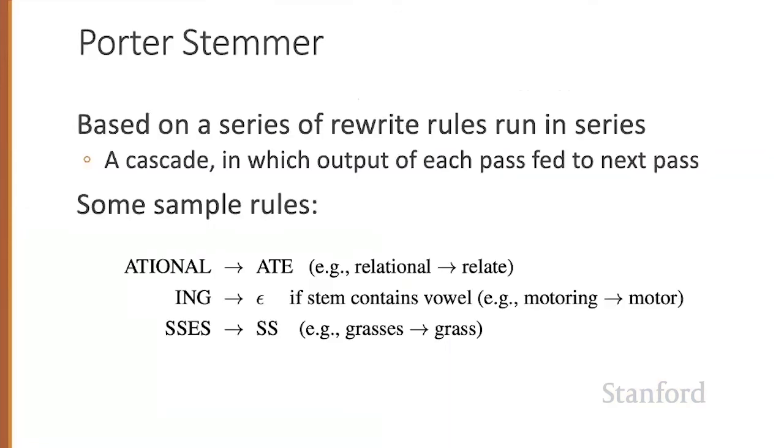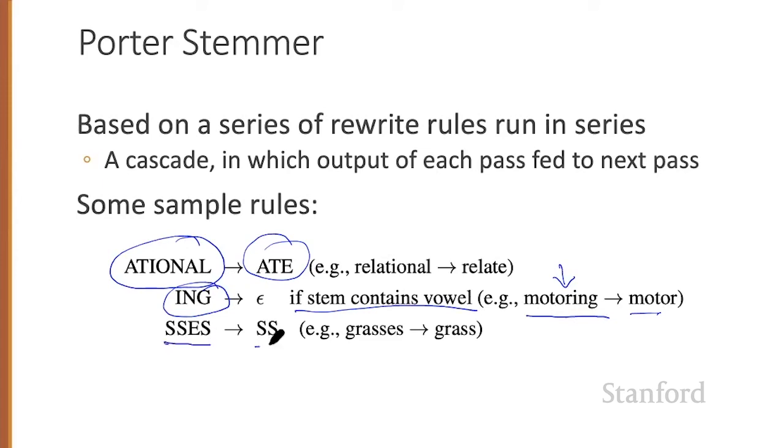One of the standard algorithms for stemming is called the Porter stemmer. And the Porter stemmer is very simple, based on a series of rewrite rules that are just run in series. So for example, it'll have rules like turn ational into ate, or remove ing, but only if there's a vowel beforehand. So like the input is motoring. If we see a vowel here like that O, now we can remove the ing. Or turn SSES into SS. So if we have a word like grasses, it's okay to remove the ES.